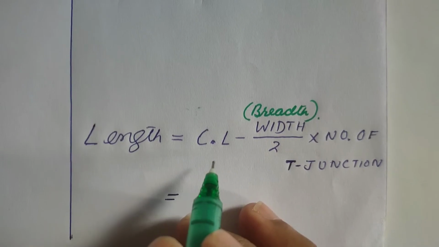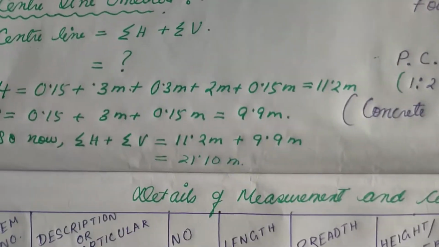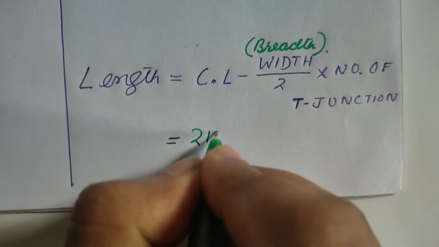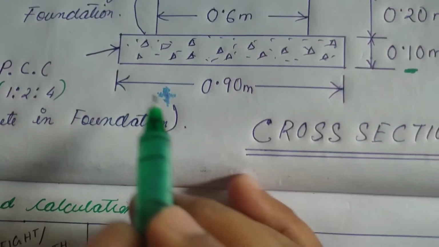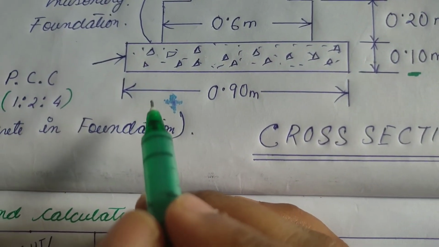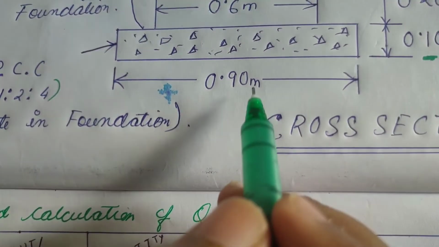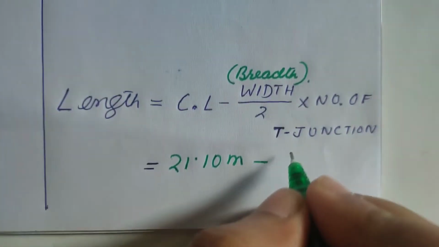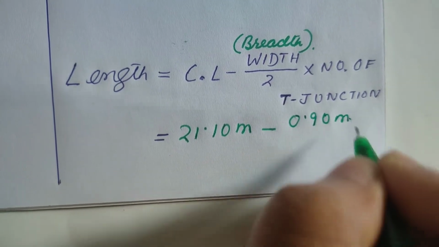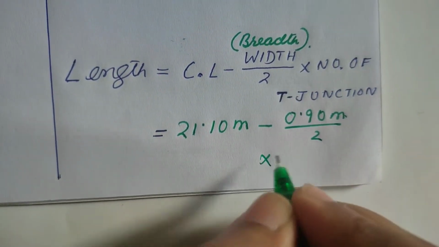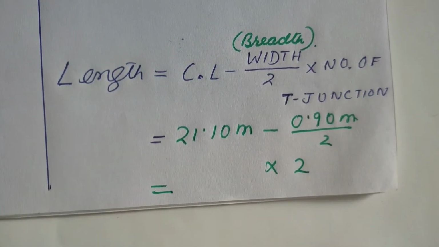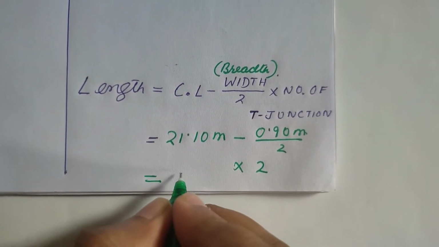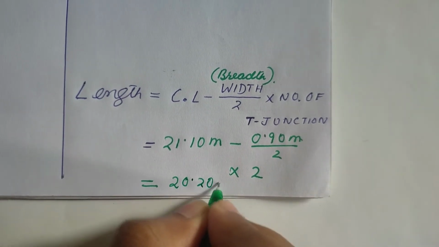The center line we already found out, that is 21.10 meter. 21.10 meter minus what was the width? The first one, because we are doing earthwork and excavation, the width is 0.90 meter. 0.90 meter by 2 into how many number of T joints? 2 number of T joints equals 20.20 meter.